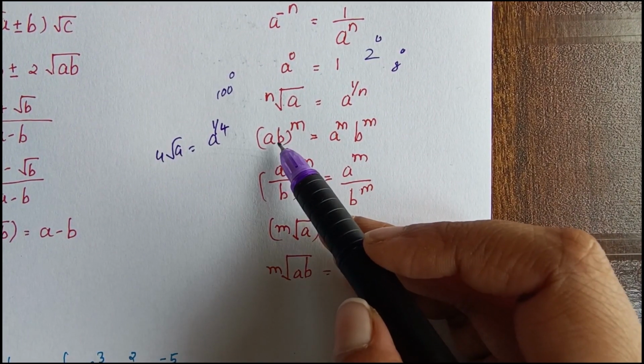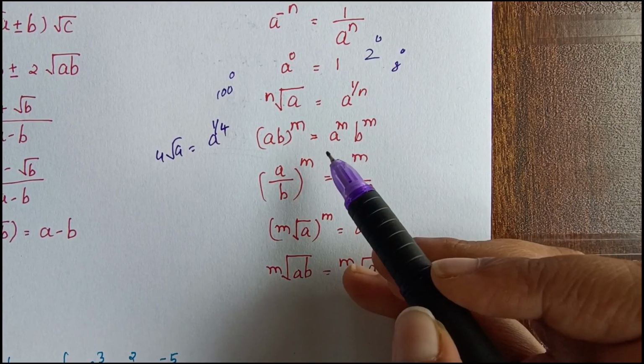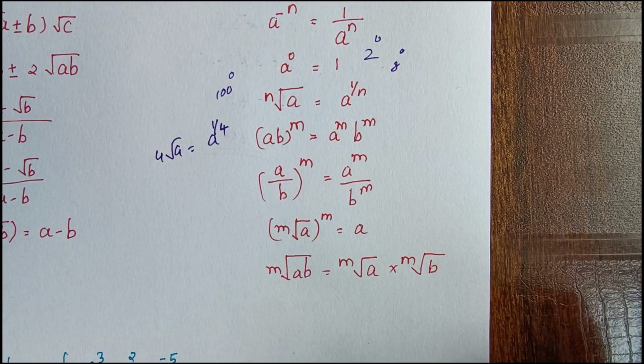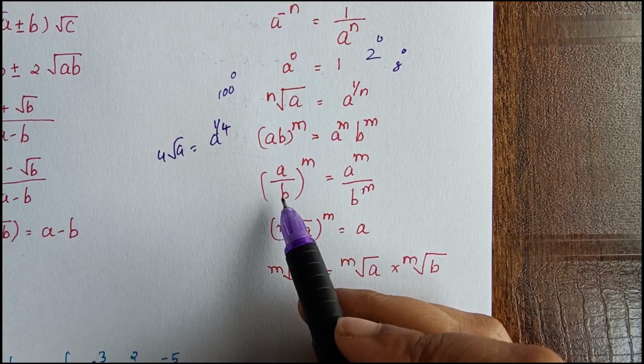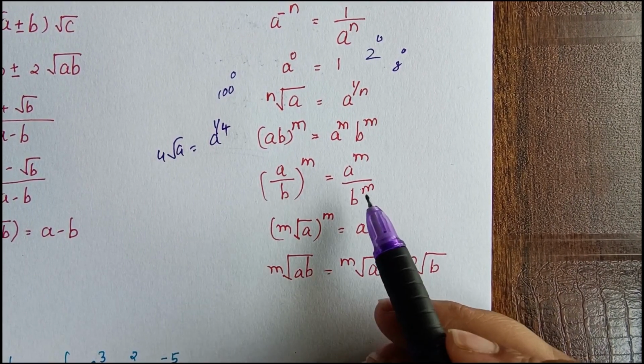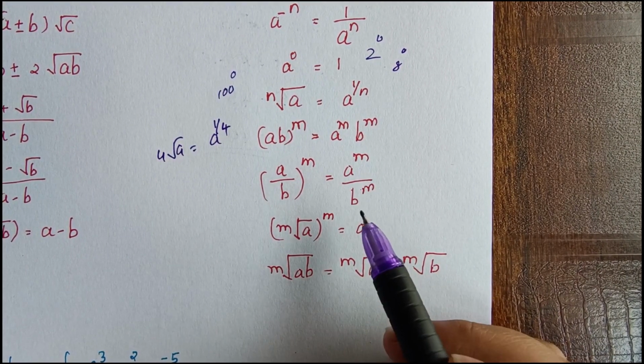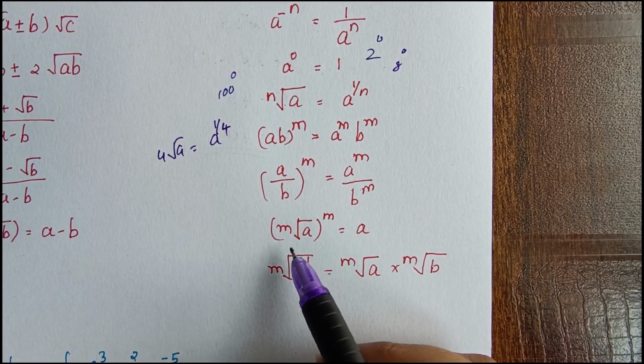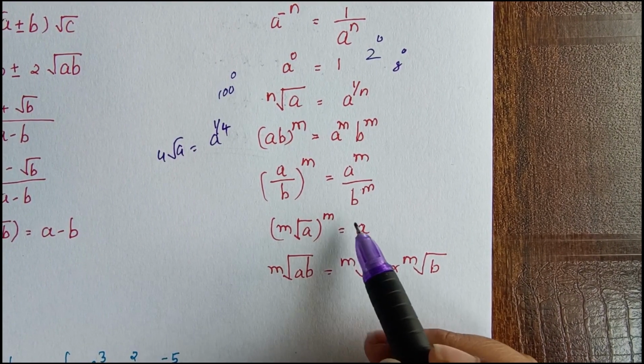Next, a into b the whole raised to m is equal to a raised to m into b raised to m. Next, a by b the whole raised to m is equal to a raised to m divided by b raised to m. Next, mth root of a the whole raised to m is equal to a.